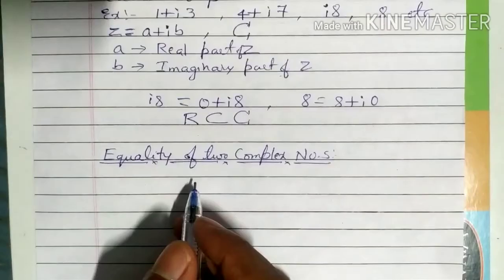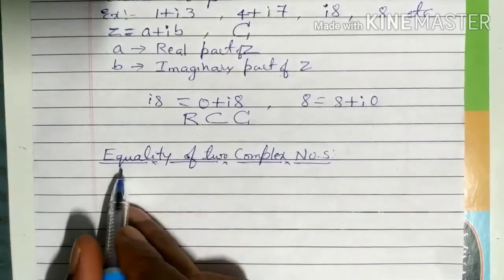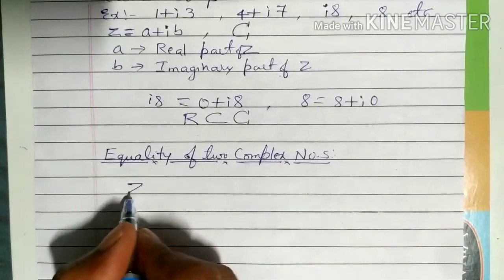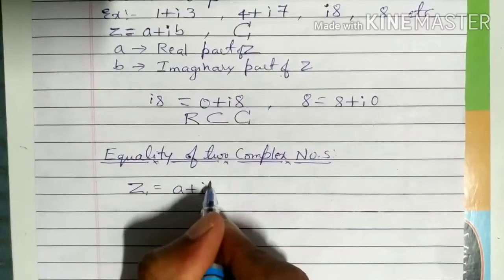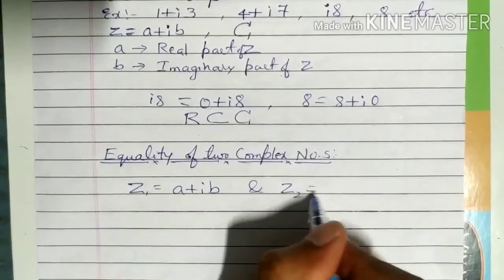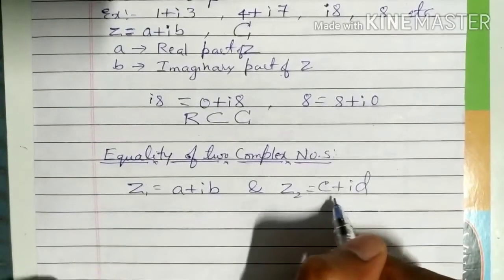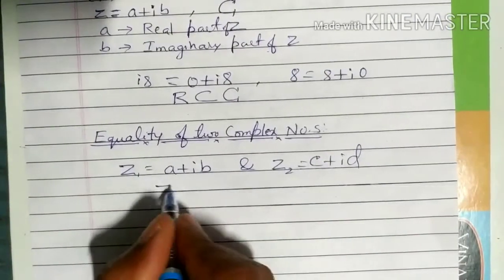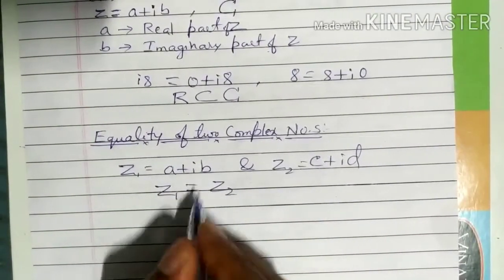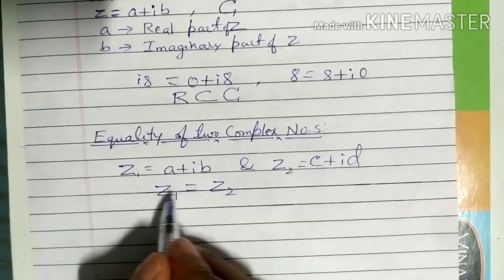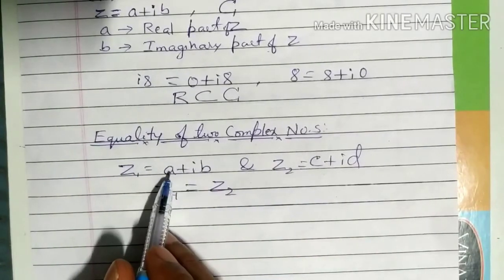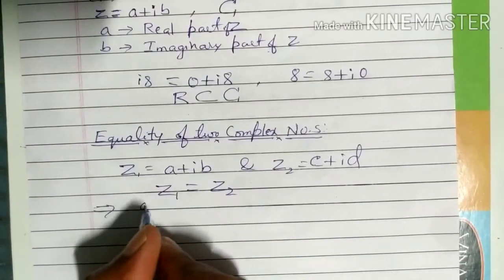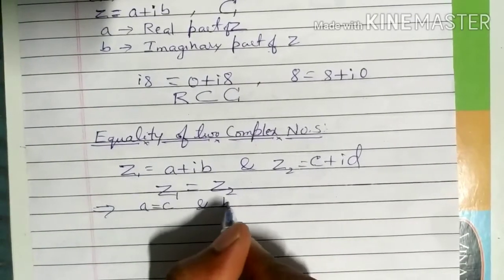Next we shall see equality of two complex numbers. Suppose I consider two complex numbers, z1 equal to a plus ib and z2 equal to c plus id. These two complex numbers are said to be equal if and only if their real parts are equal, that is, a must be equal to c, and b must be equal to d.